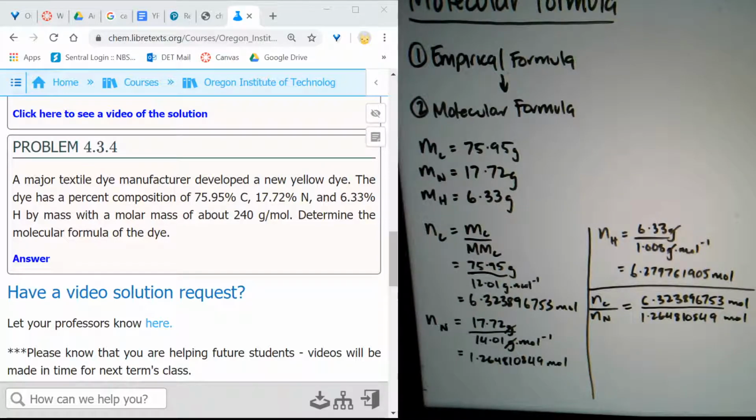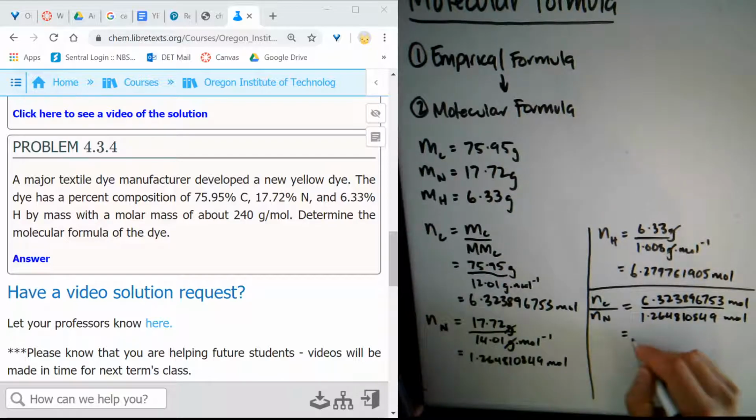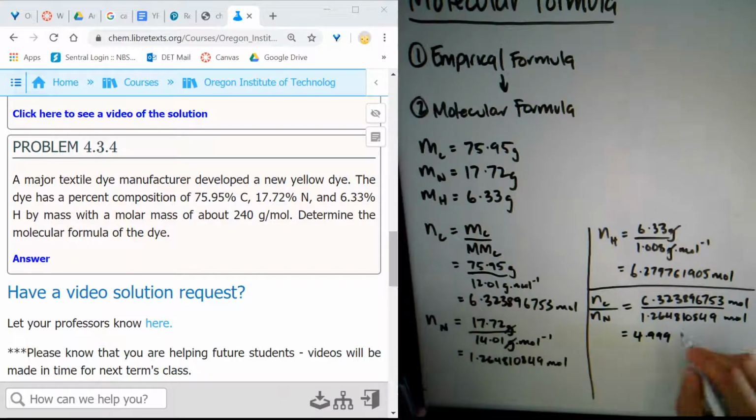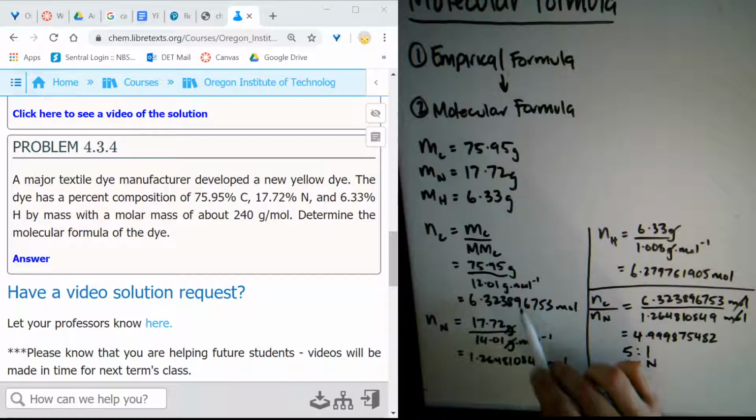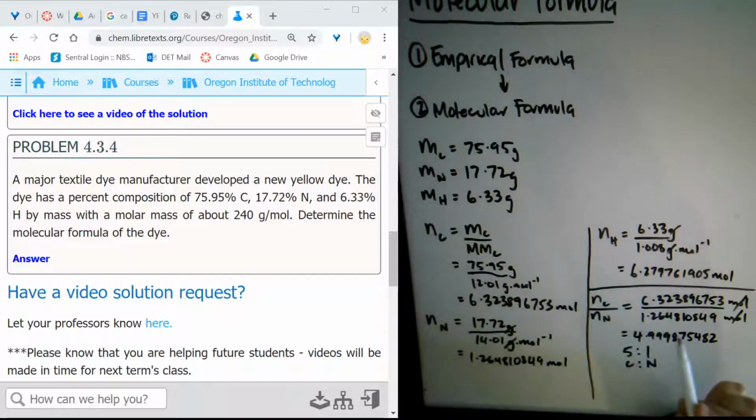I'm just going to do that quickly on the calculator. 6.32389673 divided by 1.264810849, and we get 4.999875482, very close to 5. Now moles and moles cancel. It's just a ratio. So what this is really saying is that it's a 5-to-1 ratio of carbon to nitrogen here, which is good to know. I can already see that if I do carbon to hydrogen, I'm going to get a 1-to-1 ratio. They're both about 6.3. There's not a huge point in doing that.